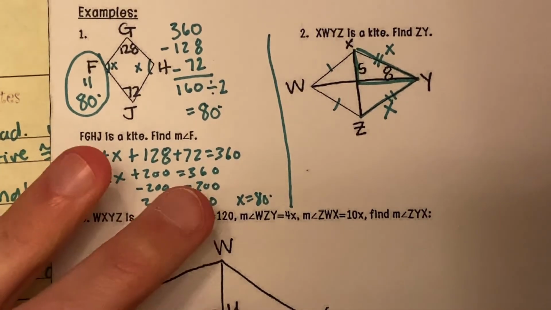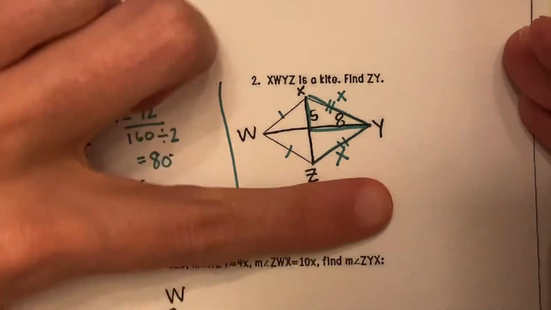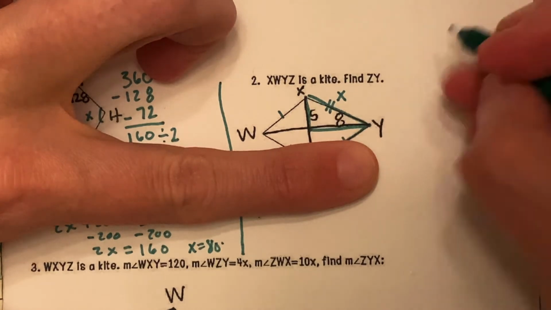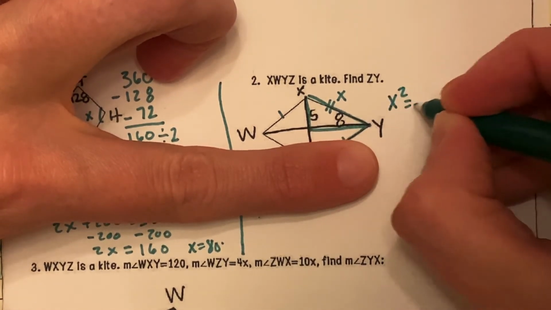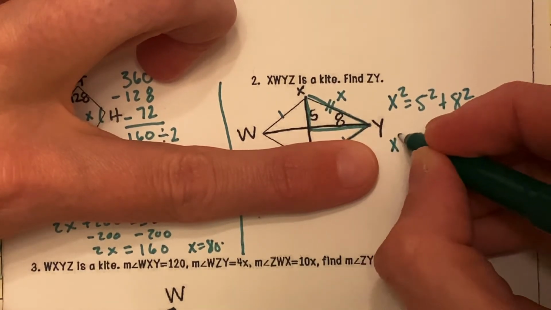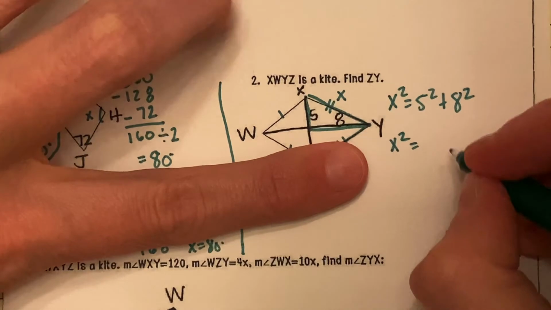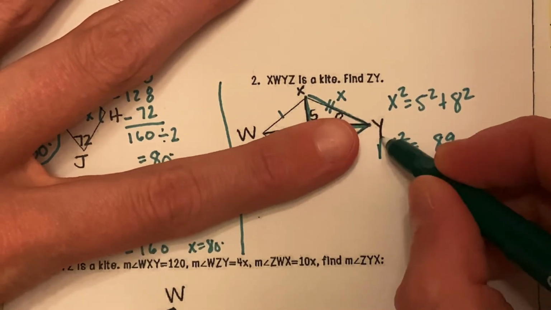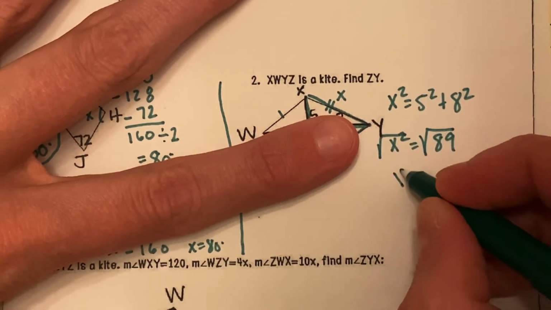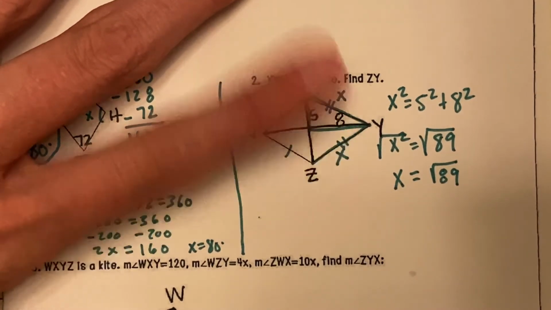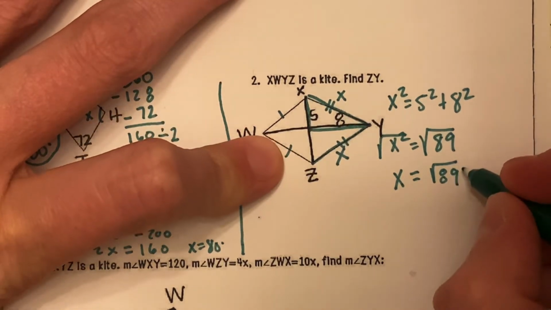I hope you said Pythagorean theorem, because if you did, then you are correct. So we can take away all the rest of that stuff, and we can add up the 2 sides we know and do the square root of that, right? Because x squared equals 5 squared plus 8 squared. So x squared equals 25 plus 64, which is 89. Okay, from there, what can we do? We take the square root, and so x equals the square root of 89. And I think that's prime, so we are done.